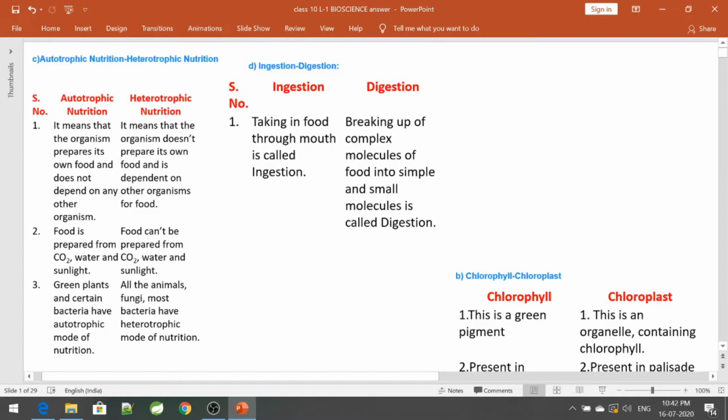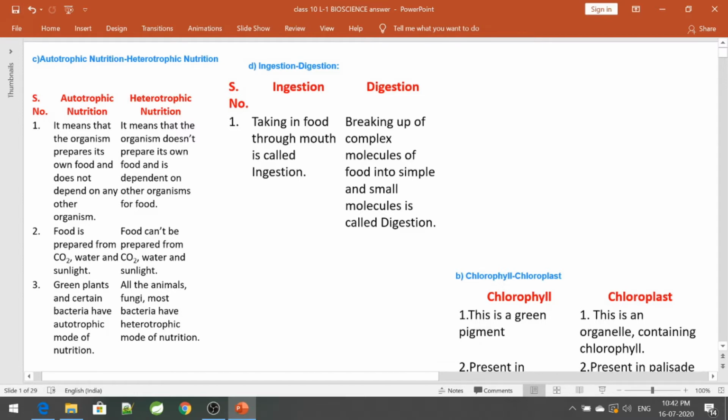Autotrophic nutrition means that the organism prepares its own food and does not depend on any other organisms. Auto means self, so it prepares its own food. Heterotroph means that the organism does not prepare its own food and is dependent on other organisms for food. Second point, in autotrophs food is prepared from carbon dioxide, water and sunlight, whereas in heterotrophs, food can't be prepared from carbon dioxide, water and sunlight.